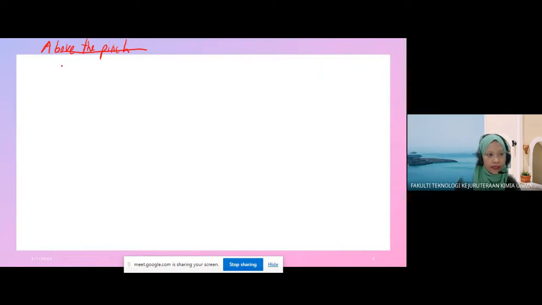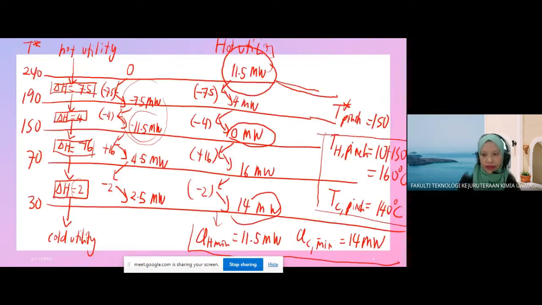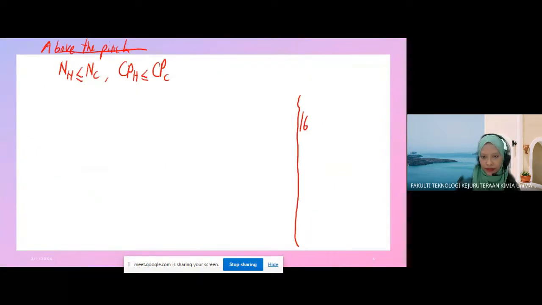We know that above the pinch, the number of hot streams must be less than or equal to the number of cold streams, and the CPH value must be lower than or equal to the CPC value, right? So first and foremost, you need to draw the streams. You know that the hot pinch is 160, and then the cold pinch is 140 and 140. What is the meaning of this? For those who don't know, what is above the pinch?